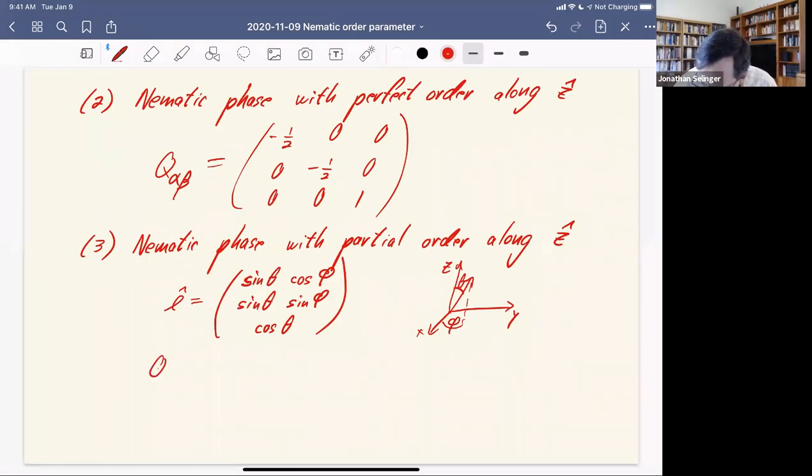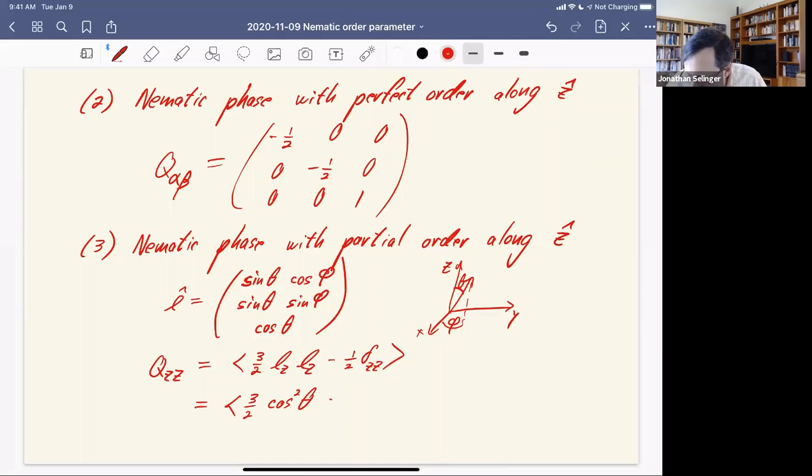So let's start with QZZ. This is the average of 3/2 LZ LZ minus 1/2 delta ZZ. So this is the average of 3/2 LZ squared. Well, LZ is the cosine of theta, so it's 3/2 cosine squared theta minus 1/2 delta ZZ. Delta ZZ is 1, so it's just the average of 3/2 cosine squared theta minus 1/2.